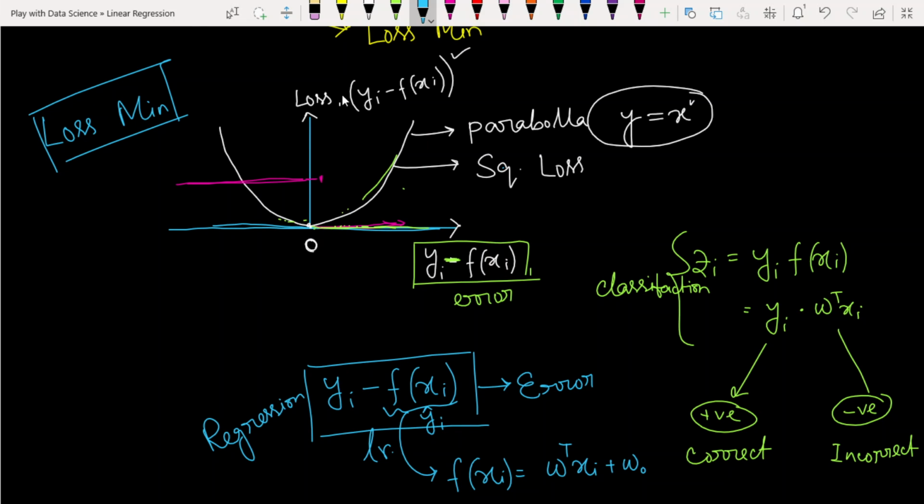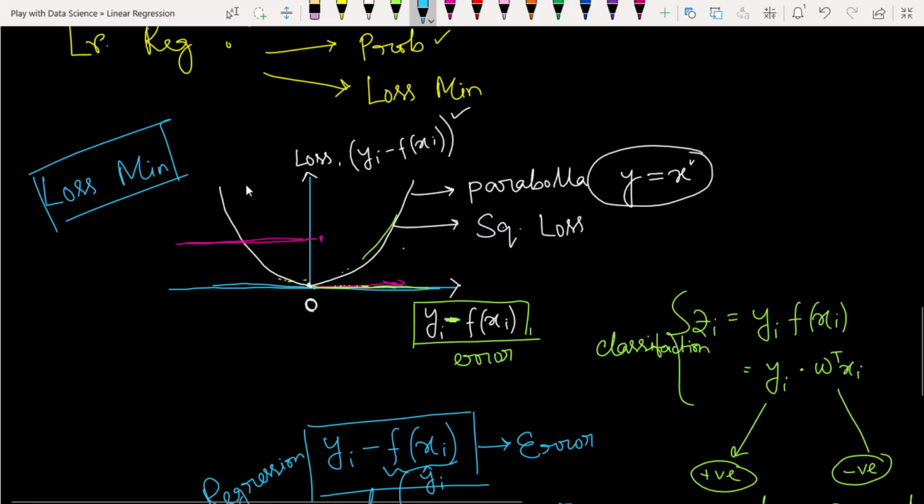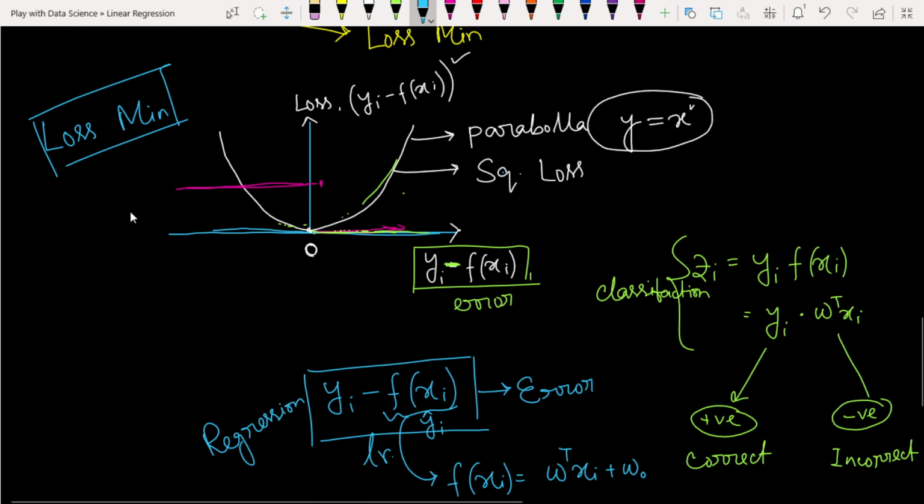So this is our loss minimization term, our loss function. It is called square loss because of the parabola concept. Using simple multiplication we get the classification technique, logistic regression, and here, simply using the square loss function, we get linear regression.